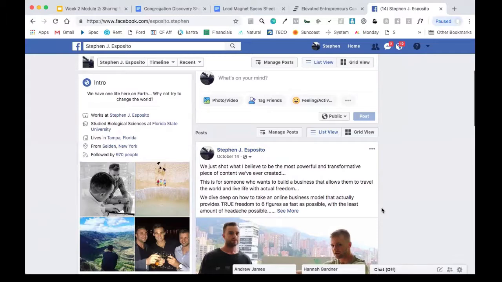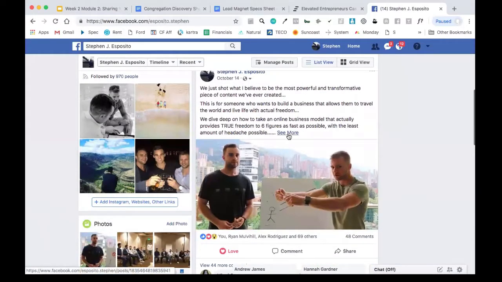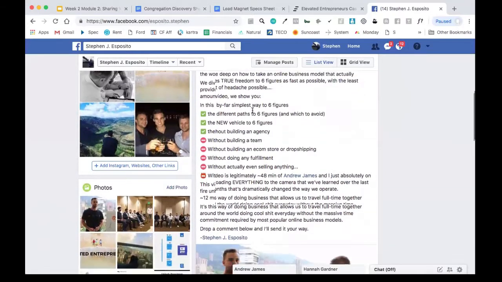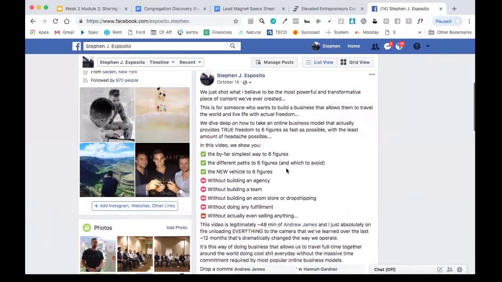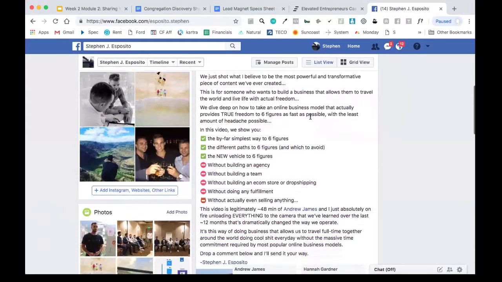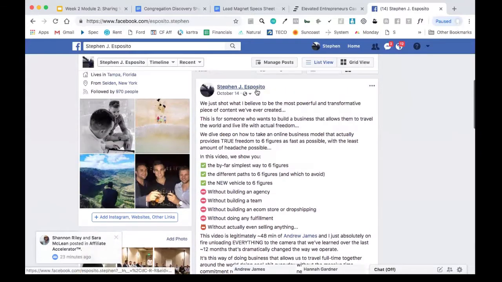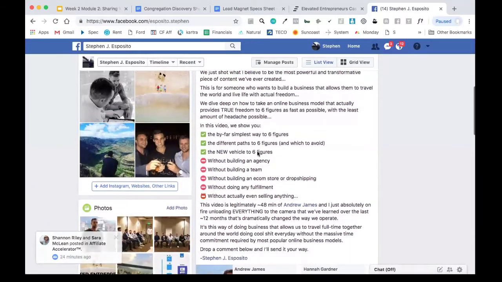That's toxic. But look, here's a comment ladder right here. This is a long form one. And drop a comment below and I'll send it your way. Boom. We just shot what I believe the most powerful transformational content, blah, blah, blah. All this stuff. Same thing though. It's pattern interrupt. Speak their language, call to action.